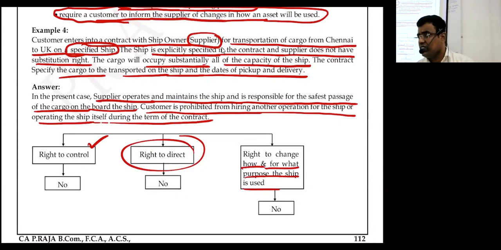Why is it not a lease? Very well expected question. Yes or no? Why is it not a lease? I don't have control. I don't have rights to direct. I don't have rights to change how and for what purpose it should be used. Then it is not a lease. Yes or no? Everybody, clear or not clear?